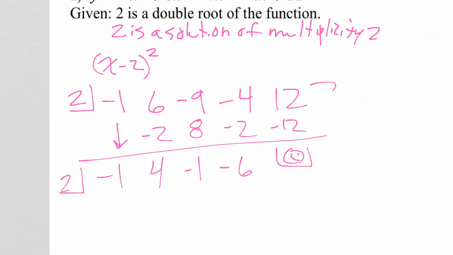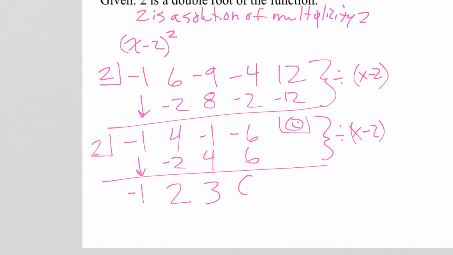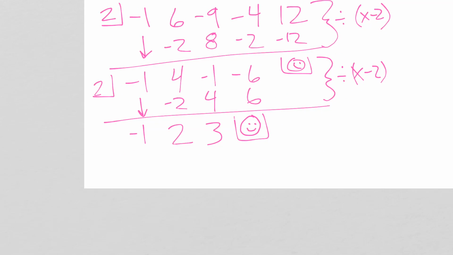So this right here is representing dividing by x minus 2. And we're going to do it again. We want to again divide by the factor of x minus 2 because we know it is a multiplicity 2 solution. Same process. Drop that negative 1 down. Negative 1 times 2 is negative 2. 4 minus 2 is 2. 2 times 2 is 4. Negative 1 plus 4 is 3. And 2 times 3 is 6. And again, we are happy because negative 6 plus 6 is 0, which represents our remainder, which means, yes, x minus 2 was a double root.